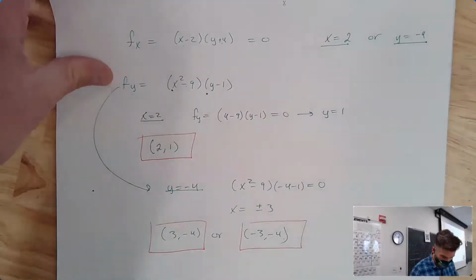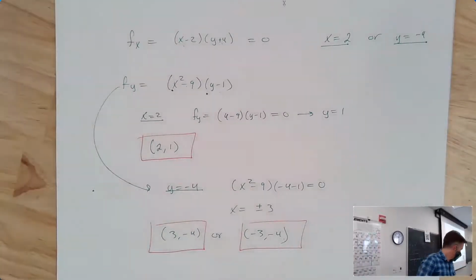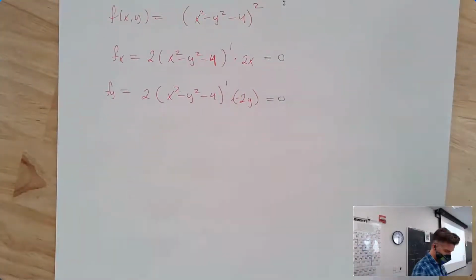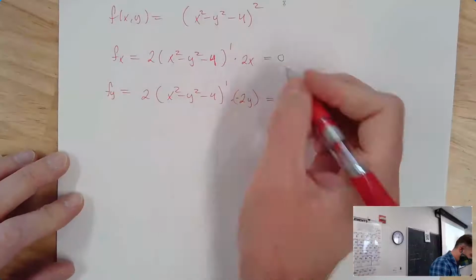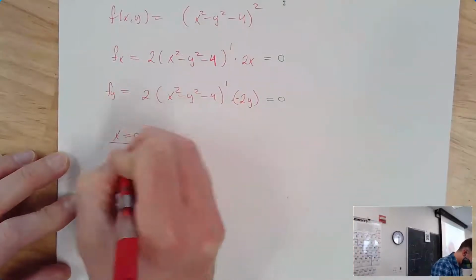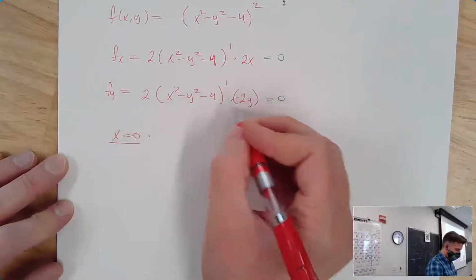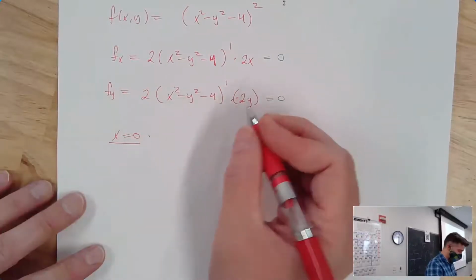So let's go back. I'm going to start off easy. I'm going to start by saying, well, x could be 0. Then I could also just have y being 0. That would totally work.